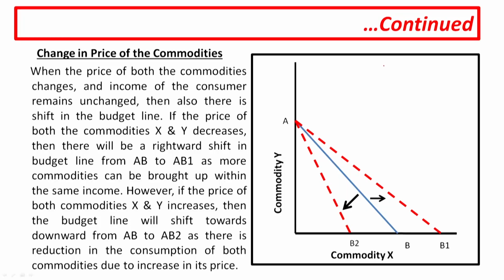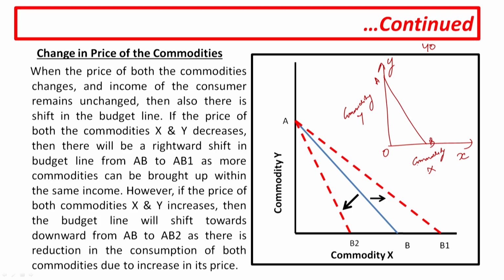For example, Y axis, commodity Y, X axis, commodity X, and suppose this was your original price line. So, the income of the consumer was 40 as per the previous example. So, there is no change in the income. So, this price line is the same now.